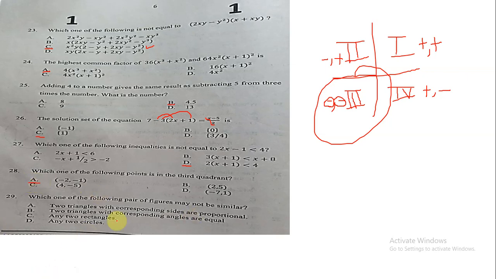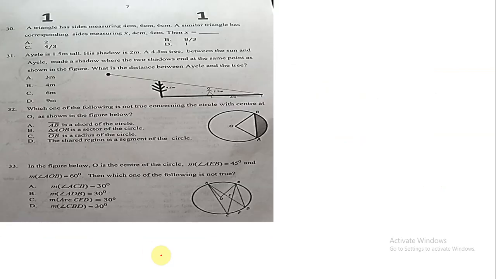Okay, now in question number 29 it says, which one of the following pair of figures may not be similar? Two triangles with corresponding sides proportional, or two triangles with corresponding angles equal, or any two rectangles or any two circles. A, B and D are correct, but the one which may not be similar will be C, that not any two rectangles will be similar. So the answer for question number 29 is C.